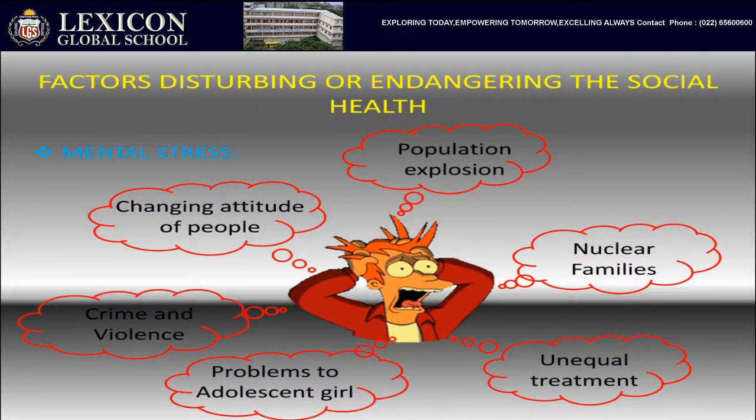In community, the adolescent girls are faced with problems like teasing and molestation. All the people are facing stress due to ever increasing disorder, crime, and violence. This is social illness, which is a very hazardous effect of the changing attitude of people. The next factor that is disturbing the social health of a person is addiction.